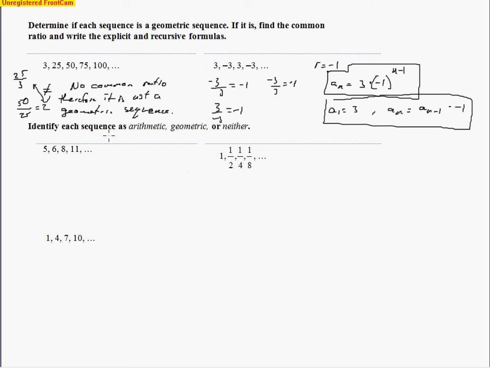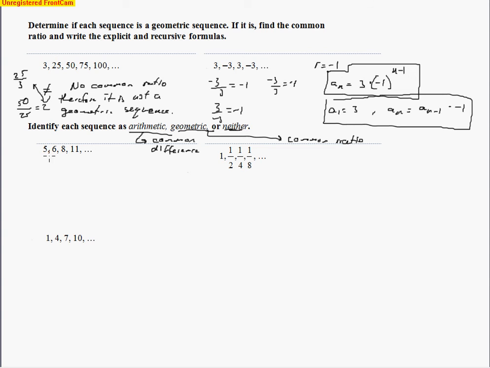So here it says to identify whether it's arithmetic, geometric, or neither. Now arithmetic means that it has a common difference. And with the geometric, again, we're looking for that common ratio. And if it doesn't have either one, then it's going to end up being neither.